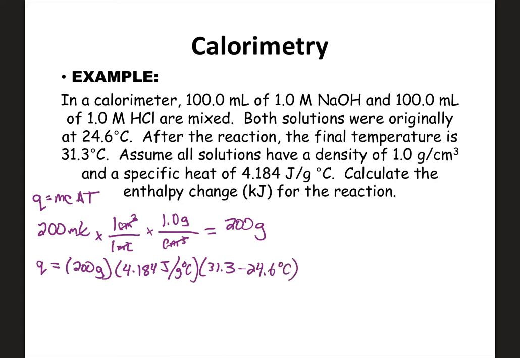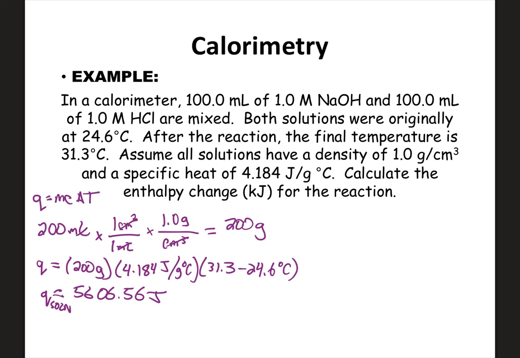So now you just need to solve for Q, all right? When we do the math here, do your subtracting first and then multiply everything through. We get 5606.56 joules. All right. But realize here, this is something you need to understand. This is the Q of your solution. Essentially, this is the heat of your mixture.